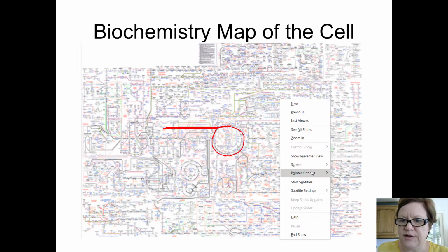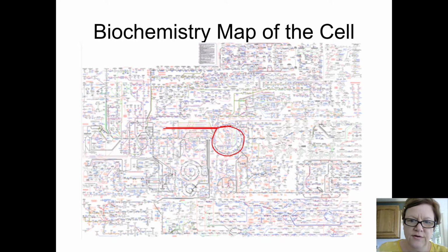Let me erase my mark here. You can see it in the center here. So everything kind of converges, or it's almost like one of those roundabouts, where everything in the cell feeds into and spins off of something involved with the TCA cycle or Krebs cycle. So that was just something I wanted to show you.